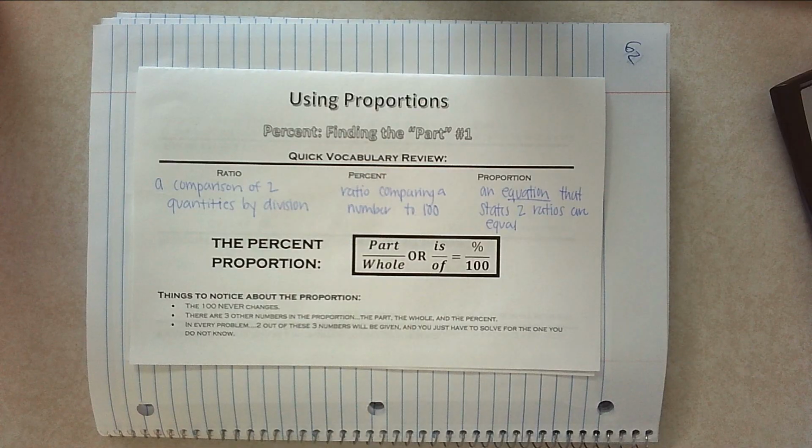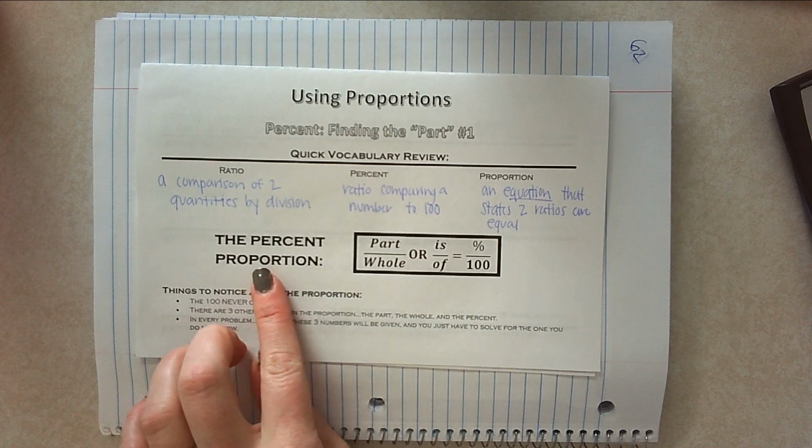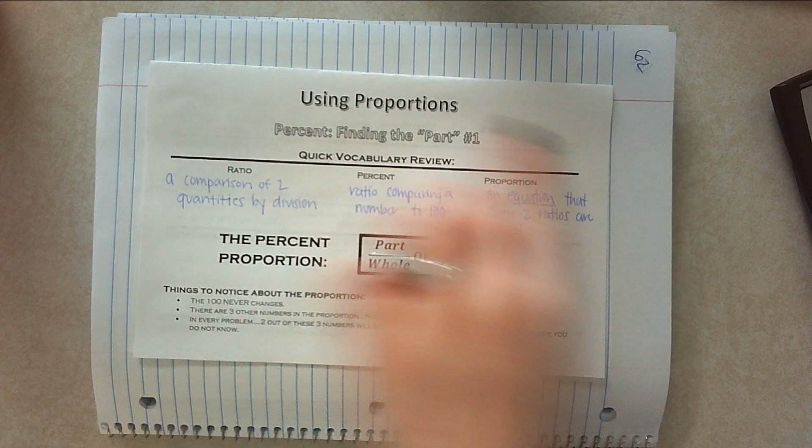Today we're going to talk about using proportions to find the part. So when we're talking about finding the percent of a whole, we're talking about finding the part. We're going to talk about one method today, and then in the next lesson we'll talk about another method, and then I'll give you the chance to choose which method you prefer. So today we're going to be talking about the percent proportion, and before we do that, we're going to do a quick vocab review here at the top.